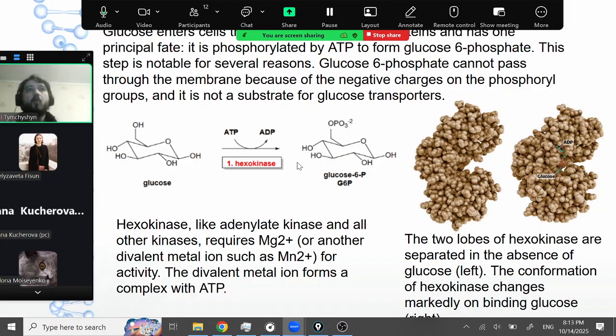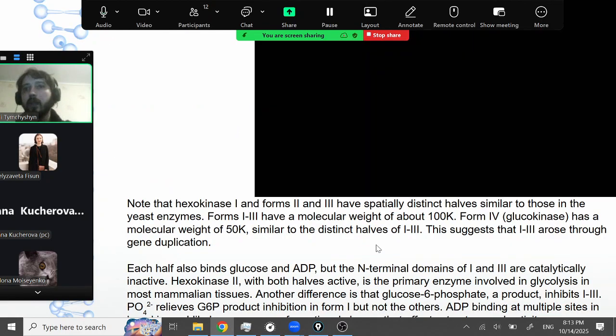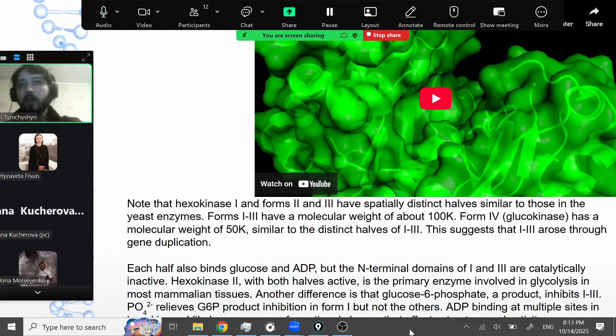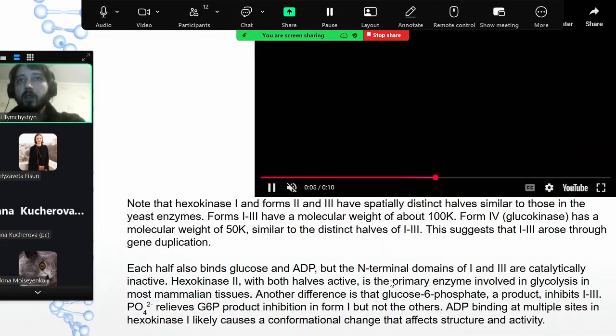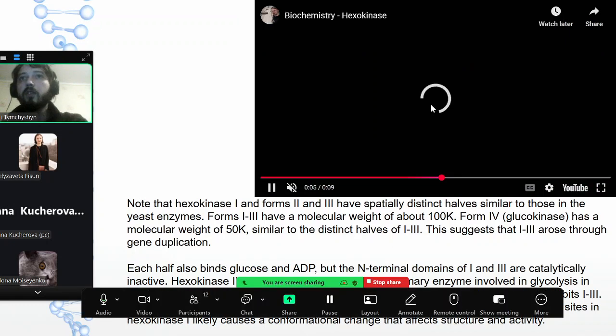So we are now processing this molecule. We need it to be here. It's performed with the hexokinase. Here you see how nicely this molecule looks. These are two lobes of the hexokinase. I'll show you a small video of how that works.